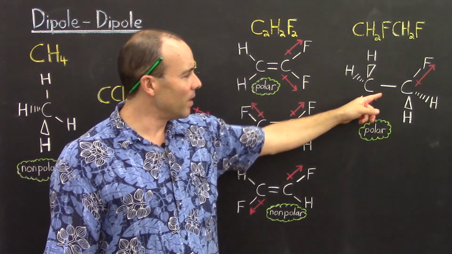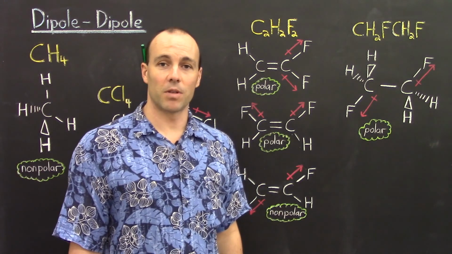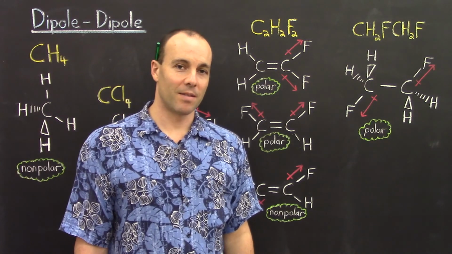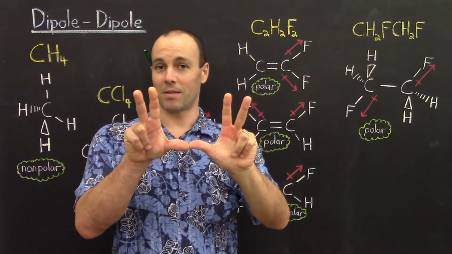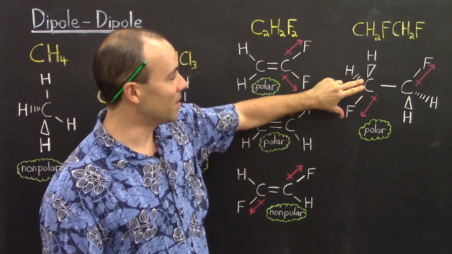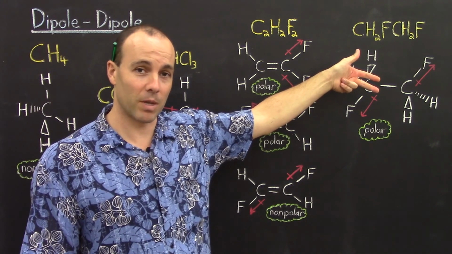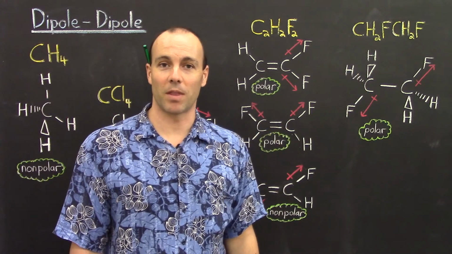Now, although it looks like the bond dipoles cancel each other off, the molecule is actually polar. Why is that? Don't forget that single bonds can rotate. And sometimes this fluorine is pointing in the same direction as the other fluorine. So this molecule does have a dipole associated with it.